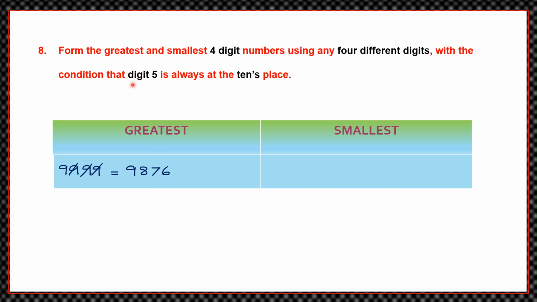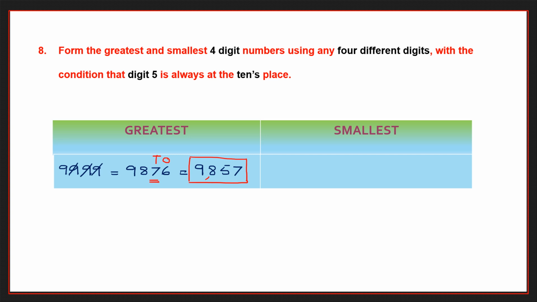There's one more condition. Digit 5 should be in the tens place. So here, which is the tens place? Ones, tens. I have to replace the tens place with the digit 5. So this is ones and this is tens. I have to replace this 7 with 5. So now let's write our number again. We have 9, 8, replace 7 with 5, and since we are forming the greatest number, I can't leave 6 there. I need to move the 7 there. So now I have 9857, and this is my final answer for the greatest number.